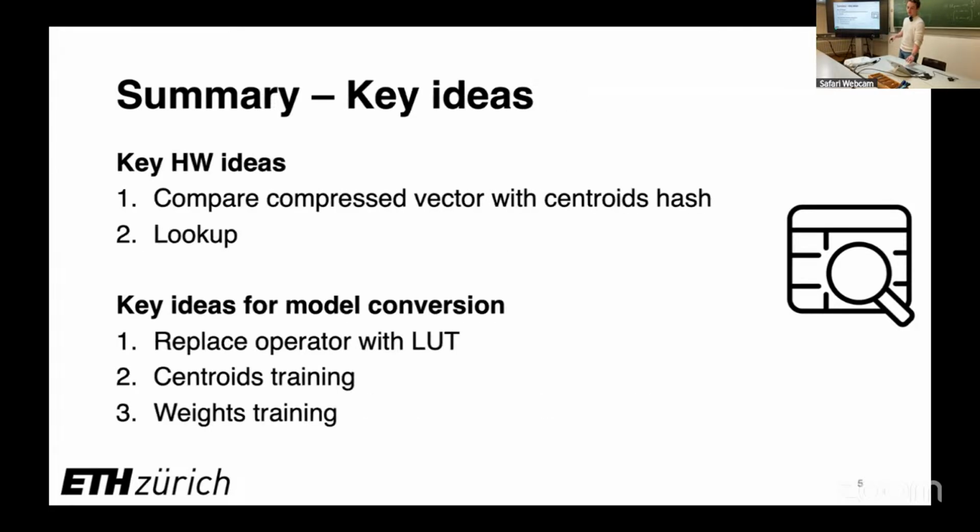So slightly more details. For the hardware, there's two parts. First, how to represent a model, how to quantize the model using the centroids, we'll see that. And then how to look up in a pre-computed lookup table that replaces the weights that we're used to. And then for the ideas for model conversion, there's 3 steps. First, replace the operations, then freeze the weights and train the centroids. We'll see what that means, and then train the weights again.